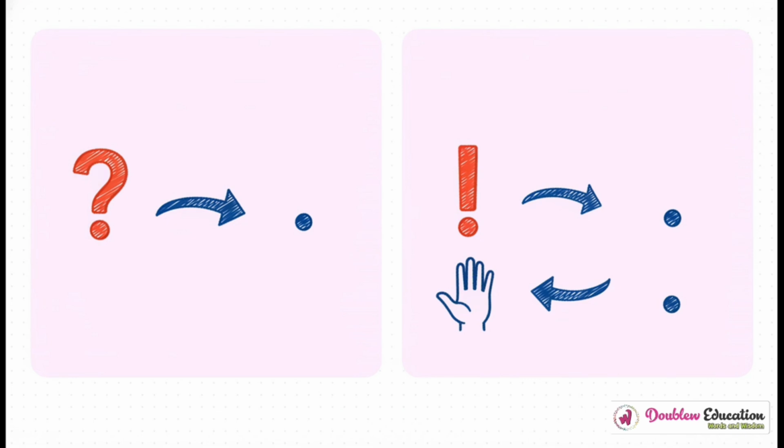When reporting a question like, "Are you coming?" we use a word like "if." So it becomes, "He asked if I was going to the party." And notice, the question mark is gone. For a command like, "Close the door," we might use "told me to." So, "He told me to close the door." In both cases, we're turning them into normal statements.